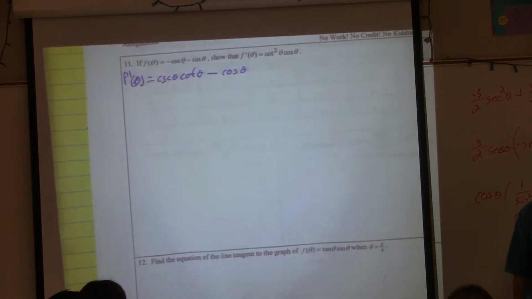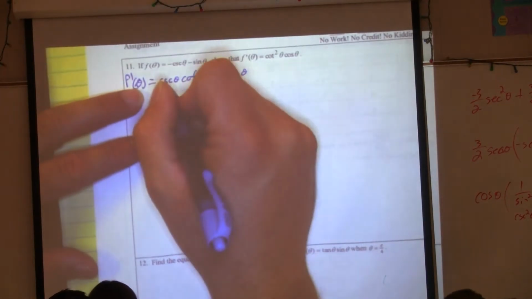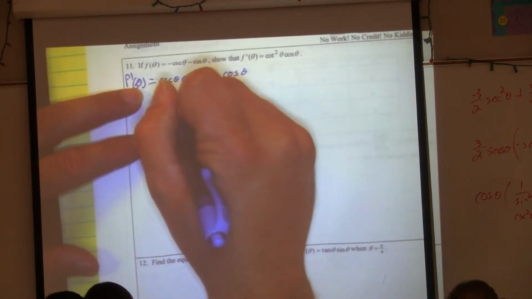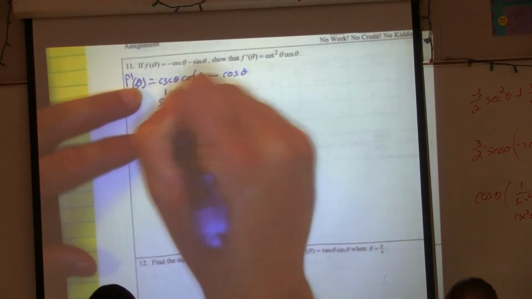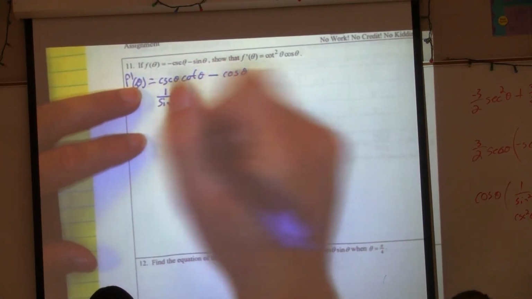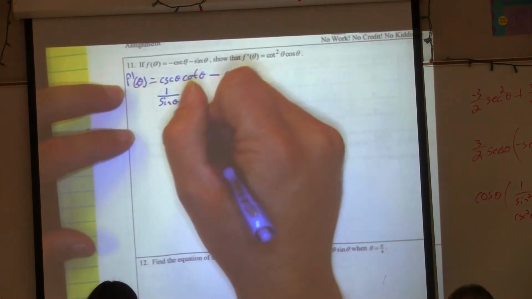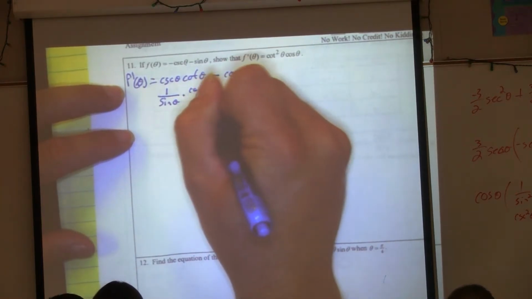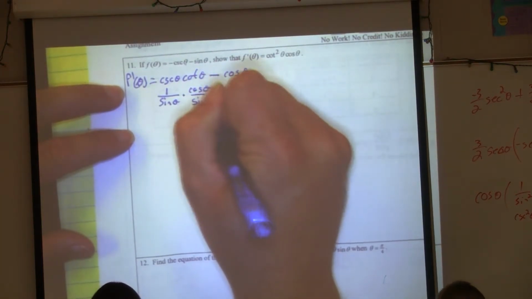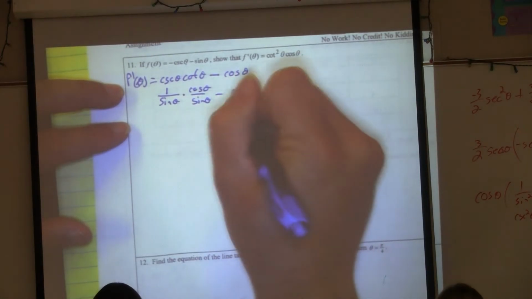Change everything to cosine and sine? Yeah. All right, let's try it. So what's cosecant the same thing as? So this is 1 over sine theta, okay, times cosine over sine? Okay, minus cosine theta.